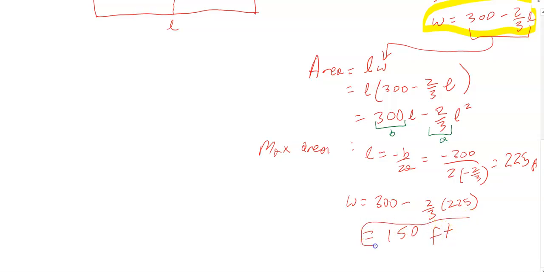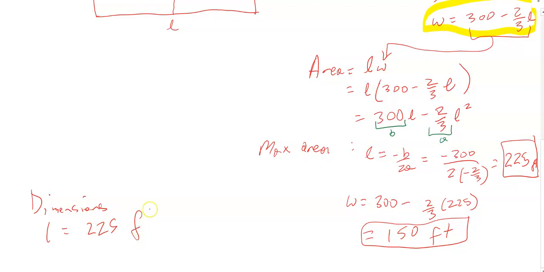And so we found the dimensions that maximize the area. The dimensions that maximize the area: L is equal to 225 feet and the width would be 150 feet, and we are done.